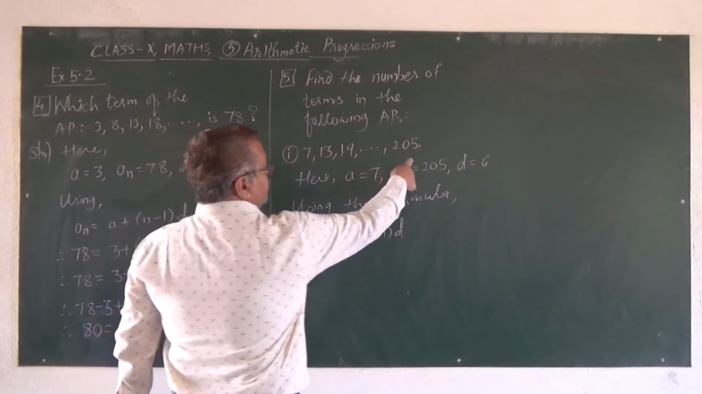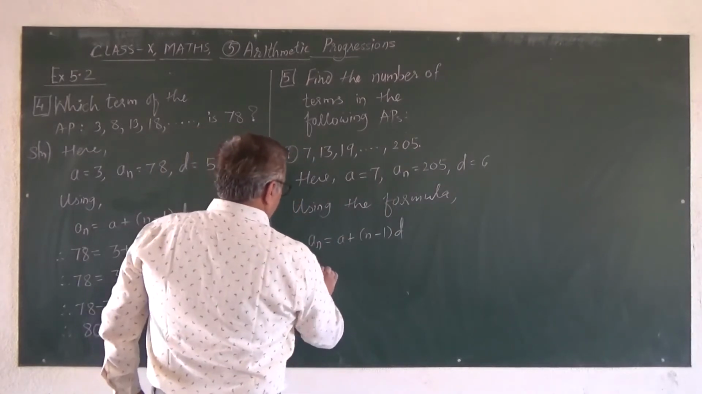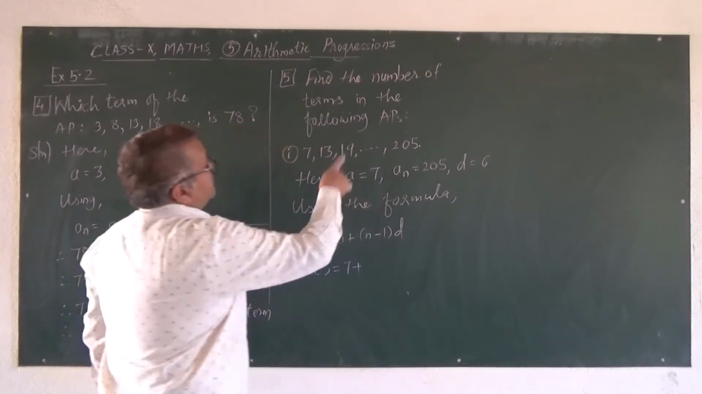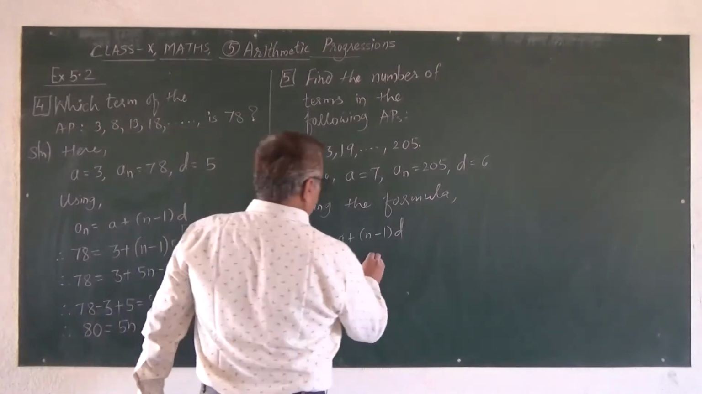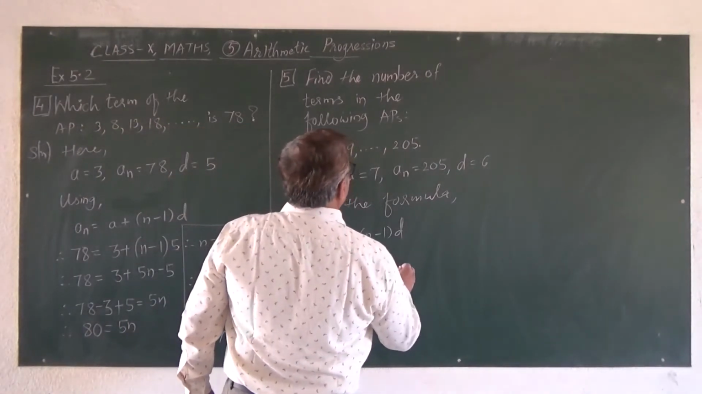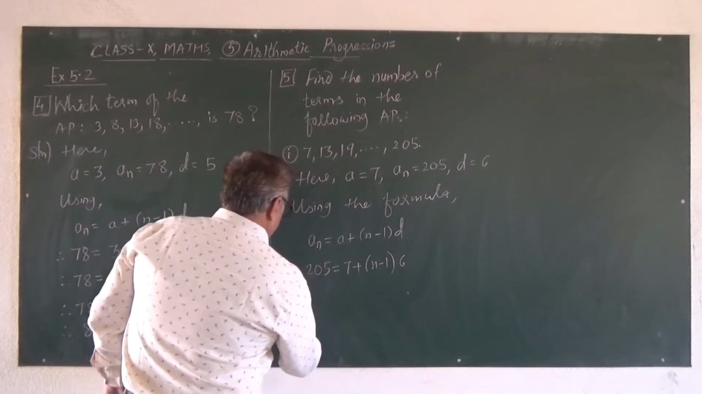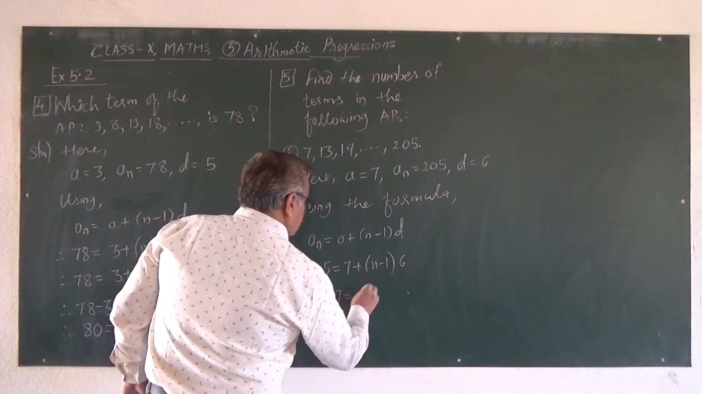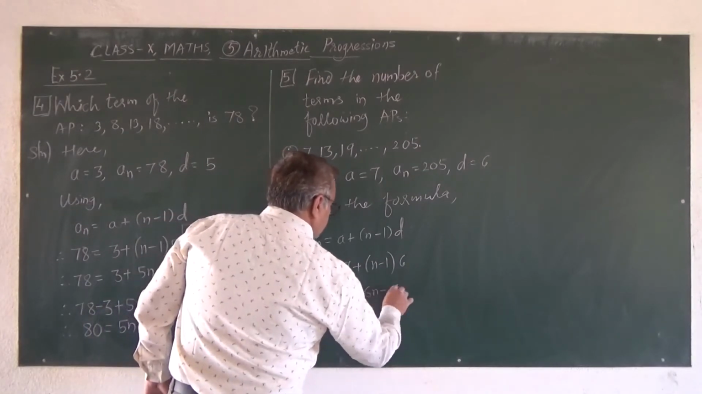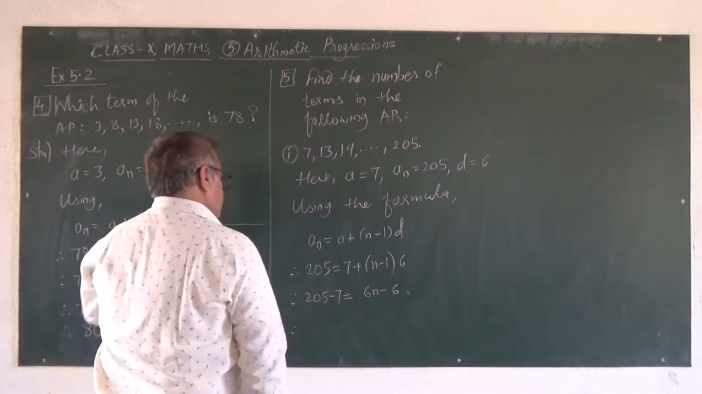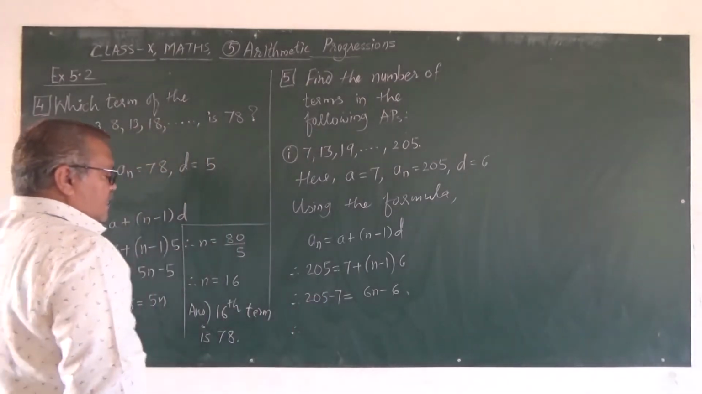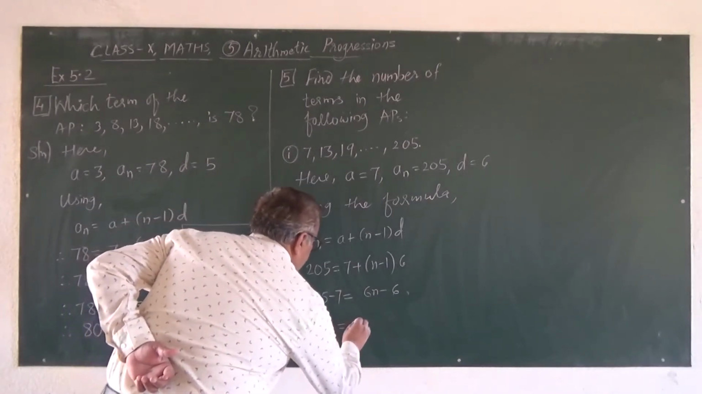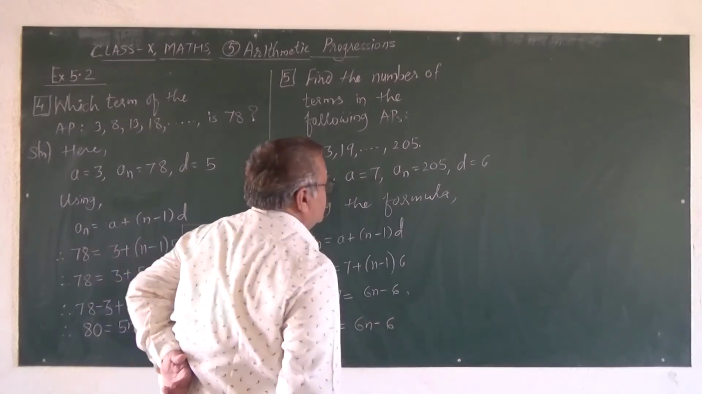So we know the last term. Last term we know. So last term is 205. We know the first term 7. You want to find number of terms in the AP. So n you have to calculate. So n minus 1 and d is 6. Okay. So take 7 this side. So 205 minus 7 is equal to 6n minus 6. So therefore 205 minus 7 is 198 is equal to 6n minus 6.